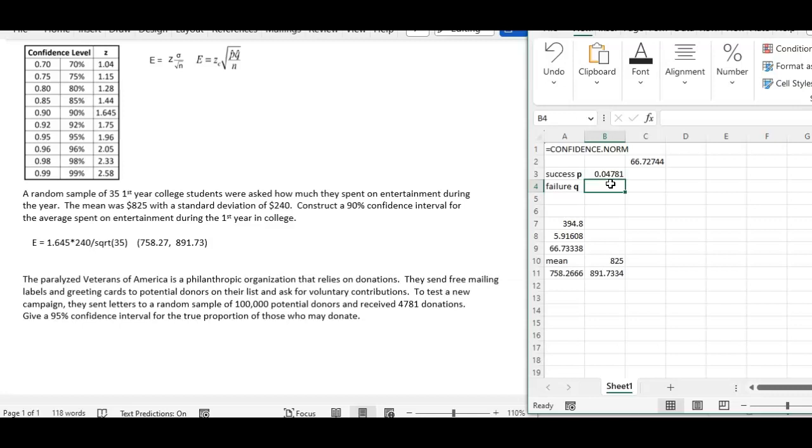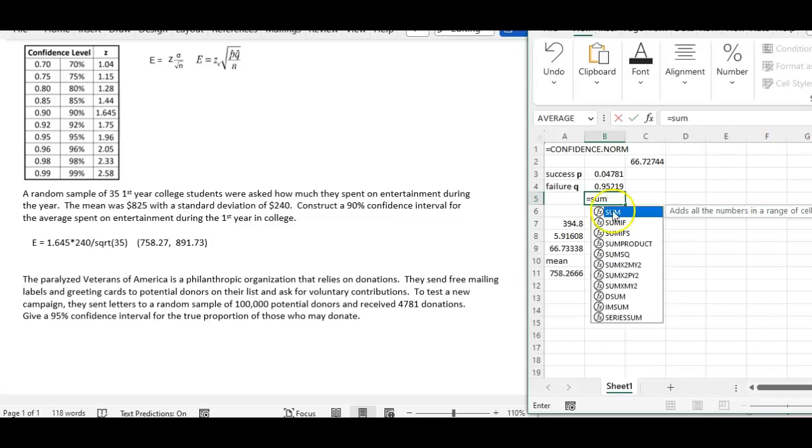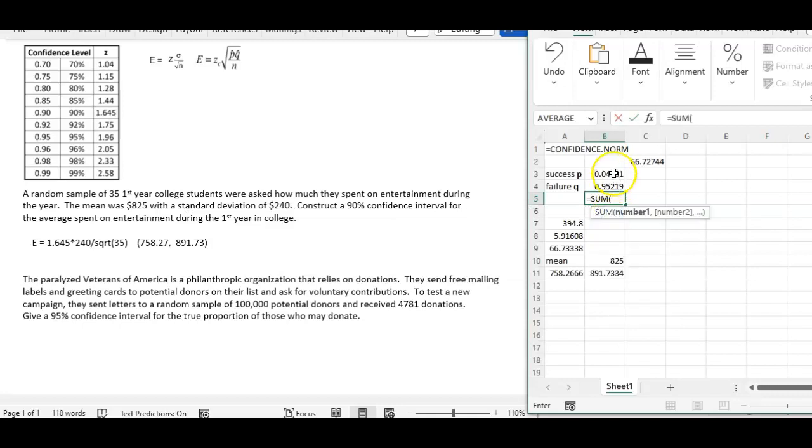Q is the probability of failure. So that is simply 1 minus the probability of success. I'm just using Excel as my calculator, 1 minus, and I'm going to point to this up here, and my probability of failure is 0.95219. If I add these two together, which I'll do just to make sure, I should get 1, which I do. So this is my probability of success. This is my probability of failure.